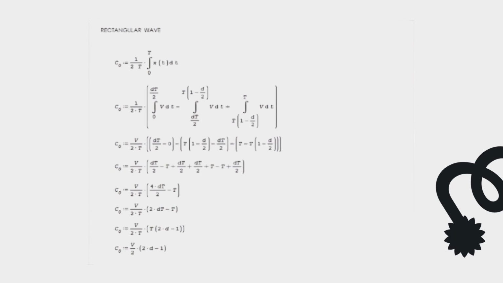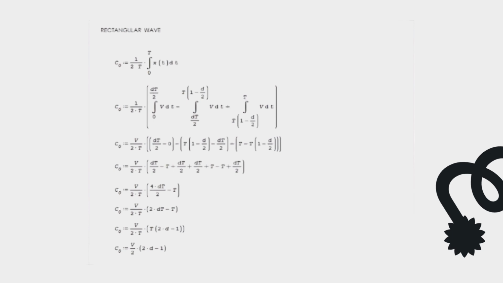Next is the computation of the c naught is equal to 1 over 2 times t times the integration of 0 to t of x of t dt. So upon substituting the value of x of t, c naught is now 1 over 2 times t times the integration of 0 to dt over 2 of v dt, minus the integration of dt over 2 to t times 1 minus d over 2 of v dt, plus the integration of t times 1 minus d over 2 to t of v dt.